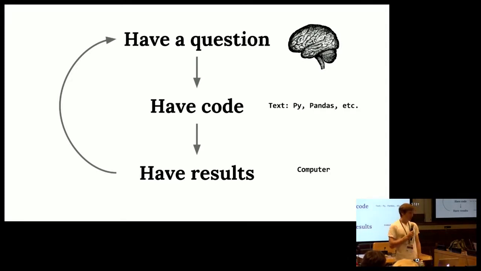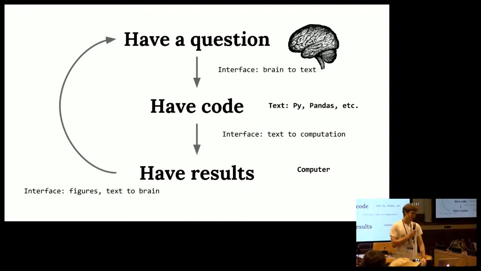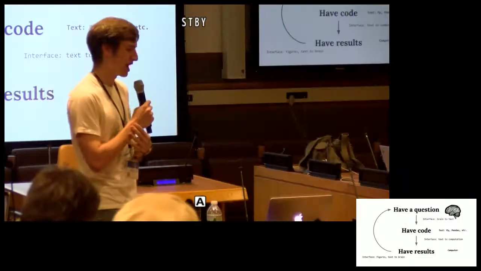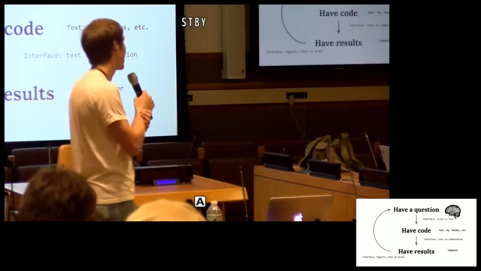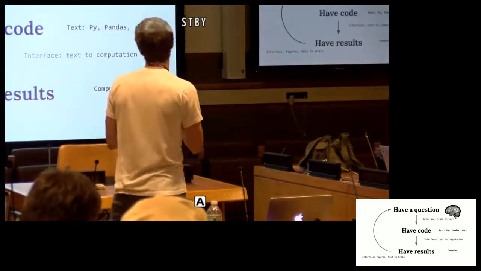So a big challenge with this, I find, is the interfaces. This is where the work is actually getting done, in these arrows here. So this first arrow, we have the interfaces going from brain to text, from our brain to a programming language. Next, we have text to computation, and then we have figures, text to brain. So these are a lot of steps, and we can think of this as a pipeline.